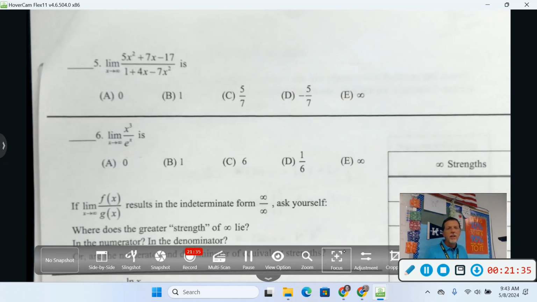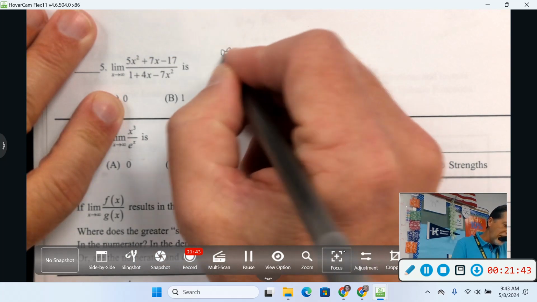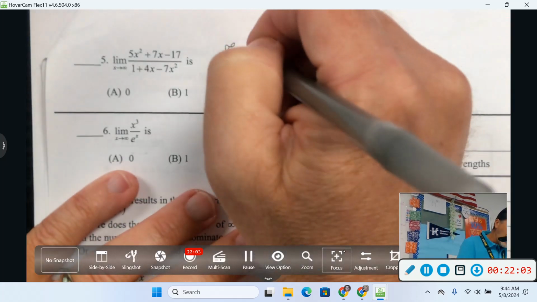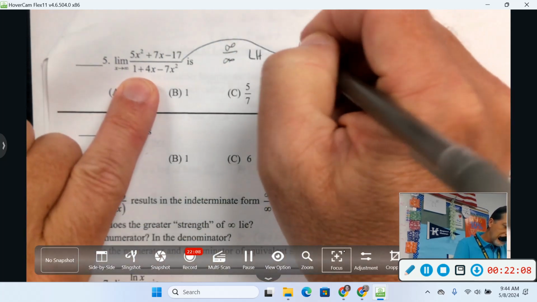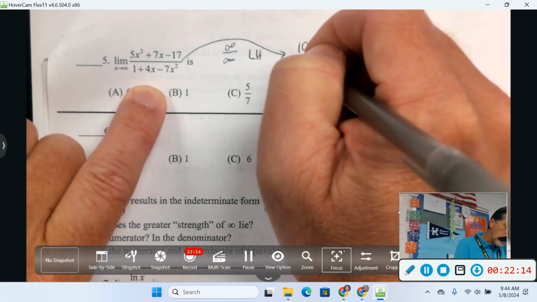Number 5. If I plug in infinity, I get infinity over infinity. So I can use L'Hopital. And I know why I like number 5. Number 5 is a multiple choice question, meaning I'm only looking for the answer. I do care about your work, but you don't have to write out the full thing. So L'Hopital means 10x plus 7 over 4 minus 14x.